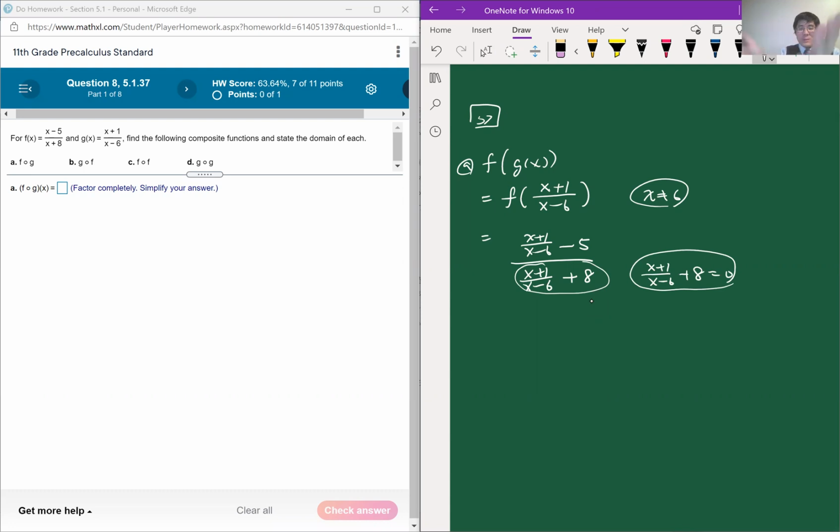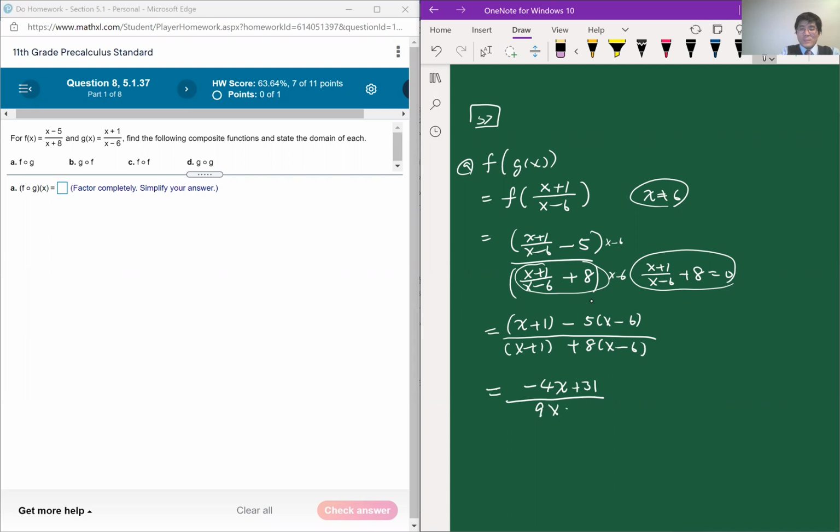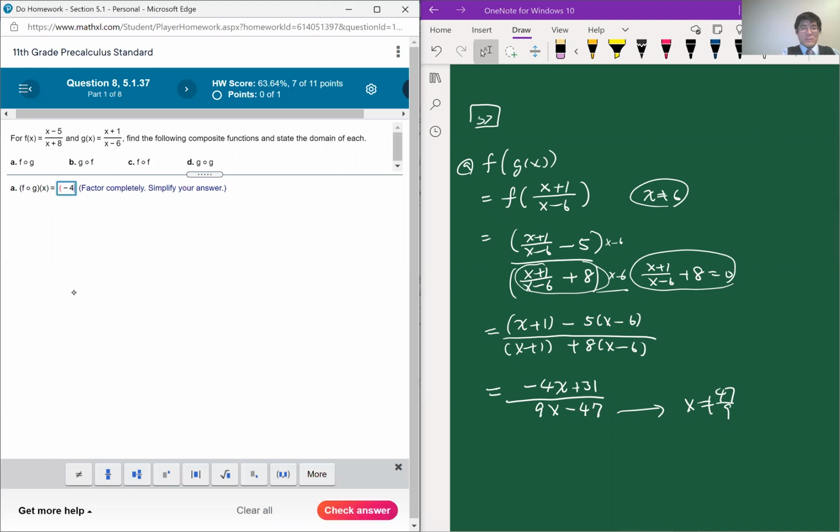Let's multiply top and bottom of this complicated expression by x minus 6. That's going to give us x plus 1 minus 5 times x minus 6 in the numerator, and the denominator becomes x plus 1 plus 8 times x minus 6. Simplifying the numerator into ax plus b form, it's going to be negative 4x plus 31. The denominator will become 9x minus 47. So x cannot be equal to 47 over 9 from this expression, which is the same thing as this, and also x cannot be equal to 6. So the answer is minus 4x plus 31 over 9x minus 47.